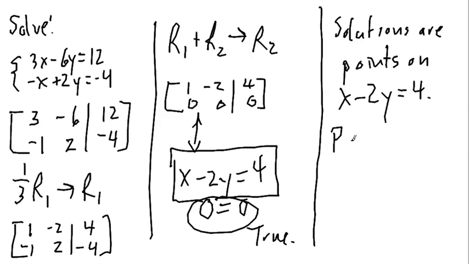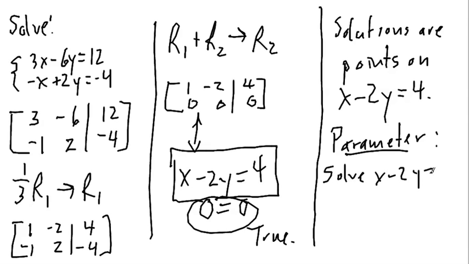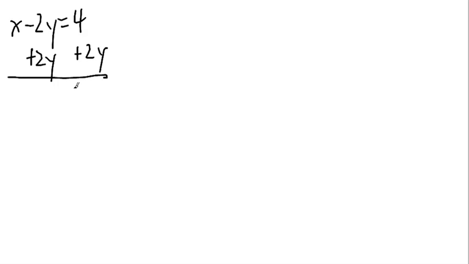Now we're going to write this out using, again, a parameter. And to figure out how to do this, first I'm going to solve x minus 2y equal to 4 for one of the variables. I'm going to choose the variable that is easier to solve for, and it looks like it's easier to solve for x. So x minus 2y is equal to 4, and I'll add 2y to both sides, and I get x is equal to 2y plus 4.